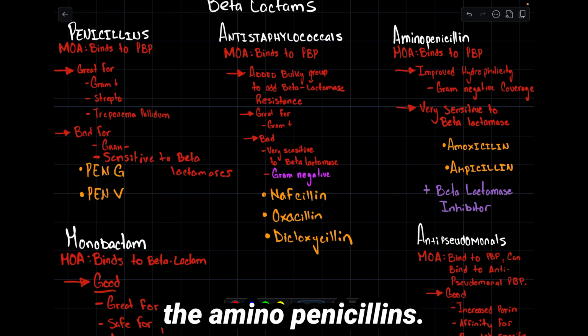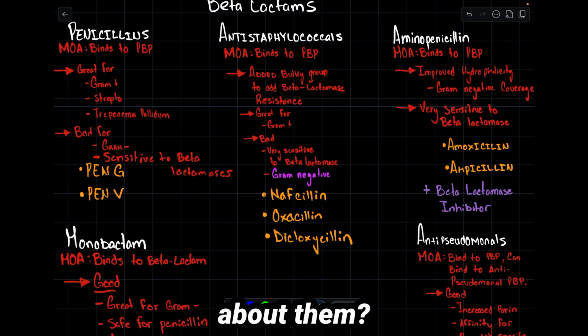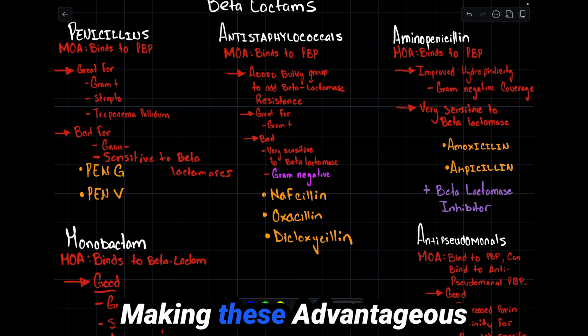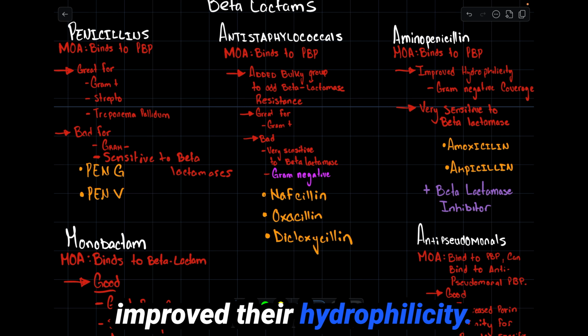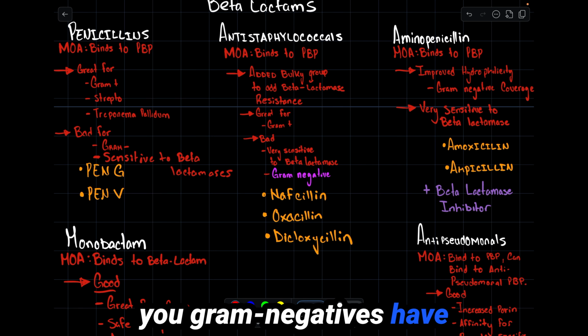Okay, so now let's move on to the next upgrade we can do to these penicillins, right? So now we're going to have the aminopenicillins. What are we changing about them? What's actually making these advantageous over the last two is that we've improved their hydrophilicity. Remember when I told you gram-negatives have an outer membrane?